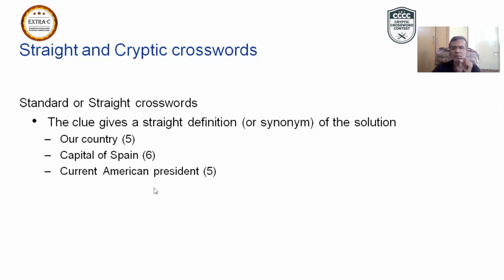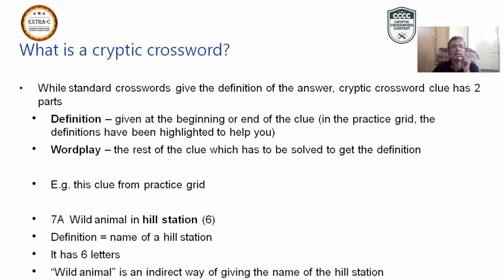Now, what is a cryptic crossword? A cryptic crossword clue is in two parts. One part of the clue will give you the definition, which is the final answer. This definition will typically be given in the beginning or at the end of the clue. In the practice grid, we have given the definitions as highlighted ones so that it's easy for you to spot what they are. But in a real grid, they will not be highlighted, but you can see they will be at the beginning or end of the clue.